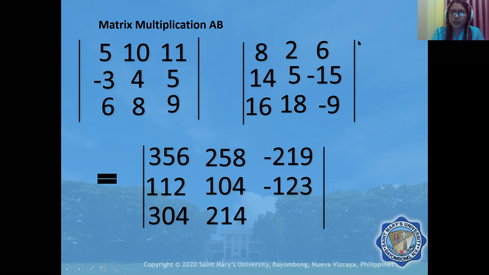Now we are in the third column. 6 times 6, 36, plus 6 times a negative 15 plus 9 times negative 9, you will get an answer of negative 165.